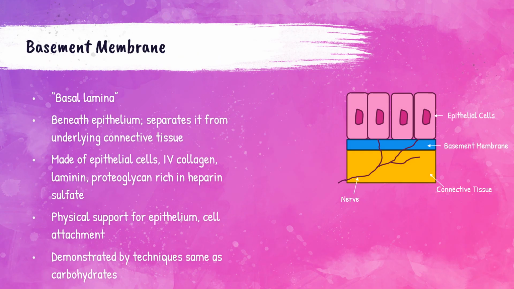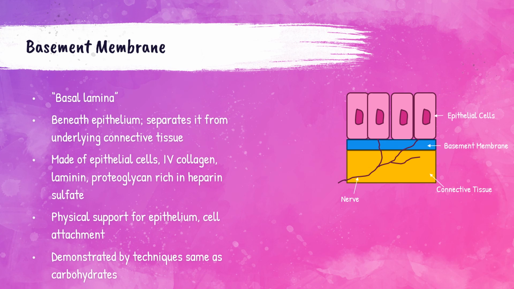The basement membrane, or the basal lamina, separates the epithelial cell layer from the underlying connective tissue. The basement membrane is made up of epithelial cells, type 4 collagen, laminin, and a proteoglycan that contains heparan sulfate. It serves as a support structure for the epithelium as well as for cell attachment.